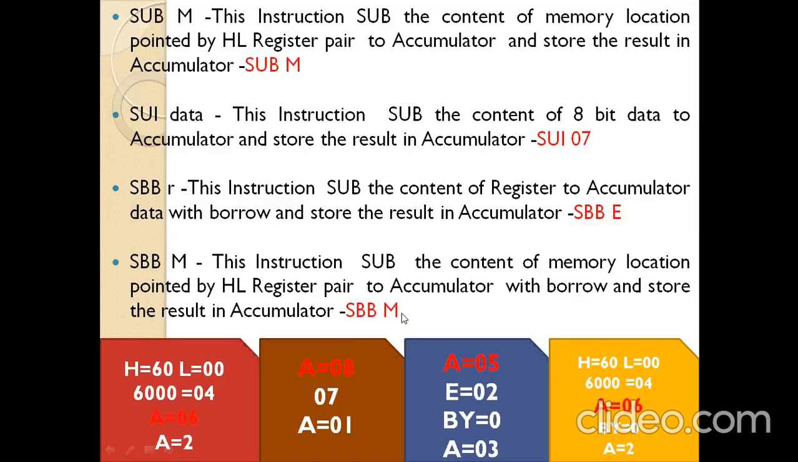SBB M, subtract the memory content from the accumulator with borrow. So memory means the H value is 60 and the L value is 00. If you combine, you will get the address 6000. The value is 04. The A value is 06. Borrow is 0. So A minus 4, where the A value is 06. 06 minus 4 minus 0, you will get 2.